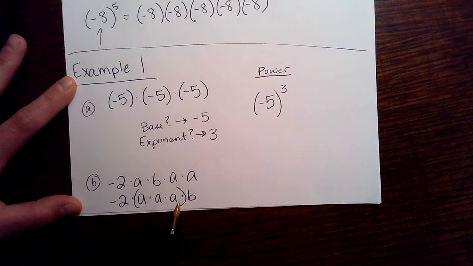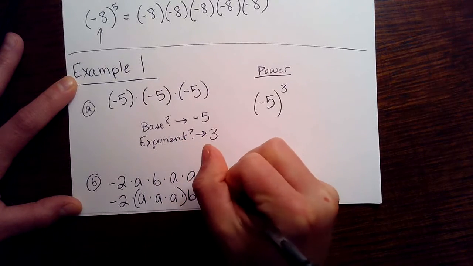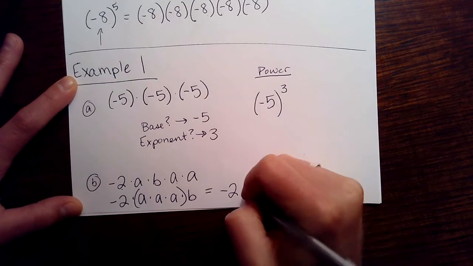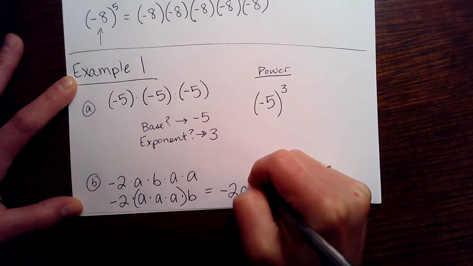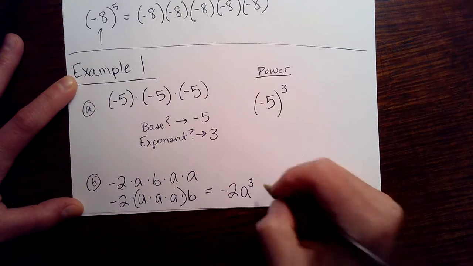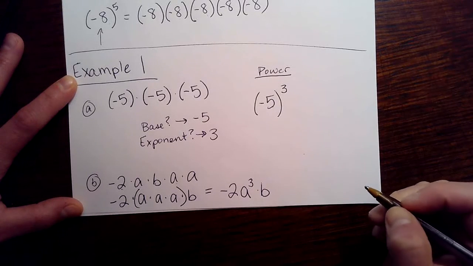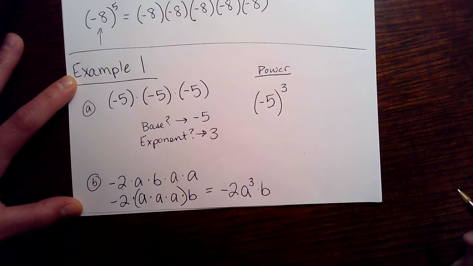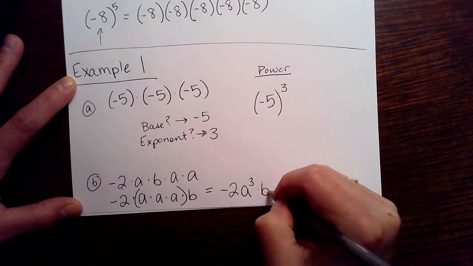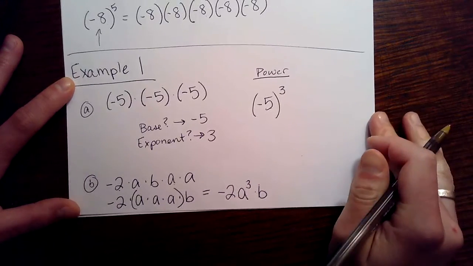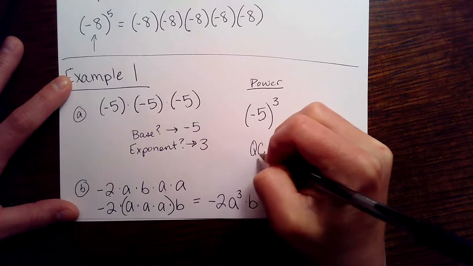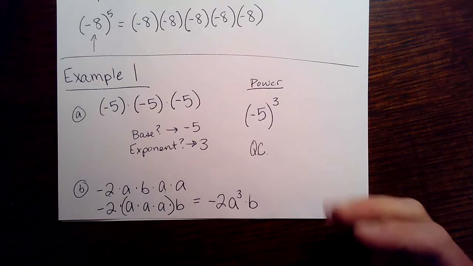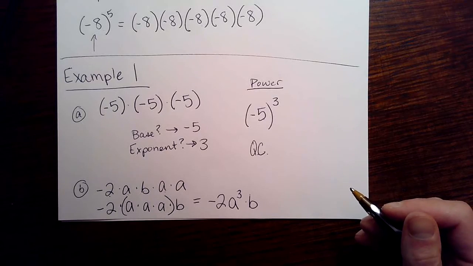And why might I do this? Well, because now I have a base a multiplied by itself 1, 2, 3 times. When I simplify that, -2 doesn't change, but I can write that a times a times a as a to the third times b. And I've simplified what I can and left the other factors, -2 and b. So it'd be a good chance to try quick check 1. Go ahead and you can pause your video and try that. I'll put the answer up in a second.